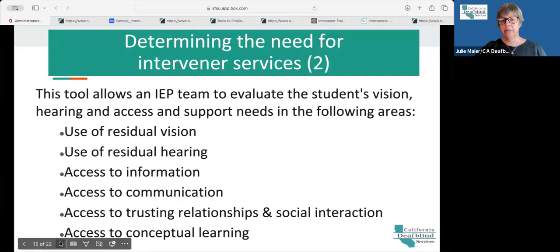This tool allows an IEP team to evaluate the student's vision and hearing and access and support needs, in terms of looking at any residual hearing and vision that the student can use, their access to information, how they are able to access communication, their access to trusted relationships and social interactions, and their access to concept development.